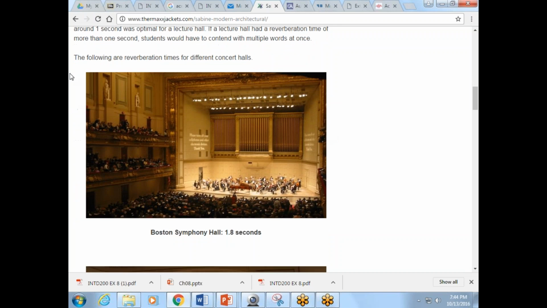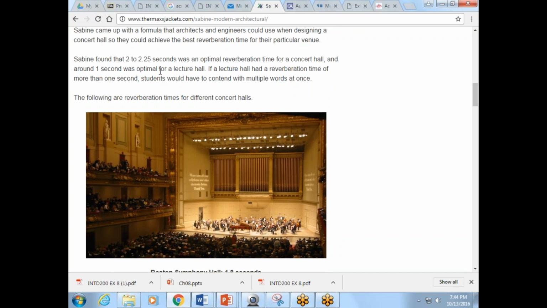So here we have him finding that 2 to 2.5 seconds was an optimal reverberation time for a concert hall, and 1 second was the optimal for a lecture hall. If a lecture hall had a reverberation time of more than 1 second, students would have to contend with multiple words at once. Isn't that crazy that he figured all of that out?